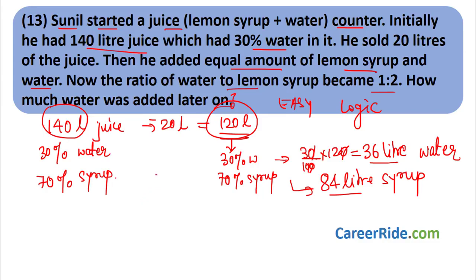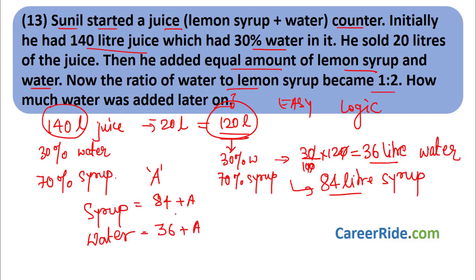So let us assume that Sunil adds a liters of water and a liters of lemon syrup. So how much would be the quantity of syrup now? It would be 84 plus a. What would be the quantity of water now? It would be 36 liters plus a, right? This would be the amount of syrup, and this would be the amount of water, 36 plus a liters.